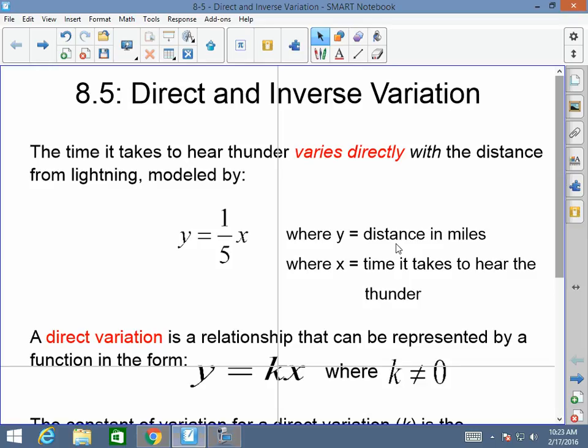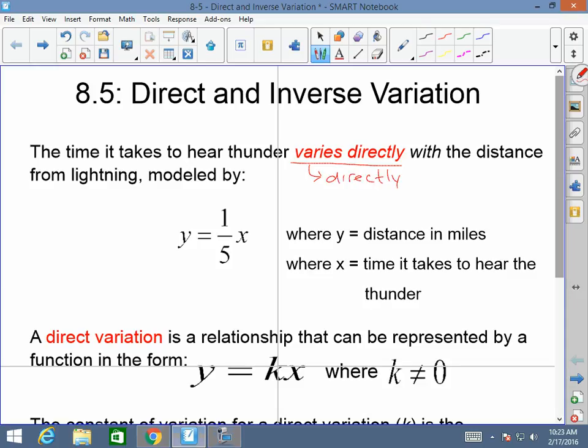I have seen it in books. Sometimes instead of saying it varies directly, they'll tell you that they are directly proportional. That's the same exact thing. I don't want you to get confused. If they tell you something varies directly with something else, or something is directly proportional to something else, that means they're talking about direct variation.